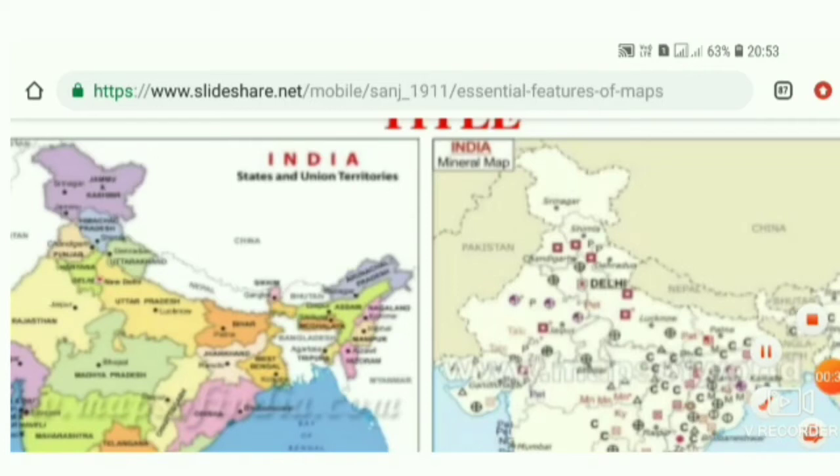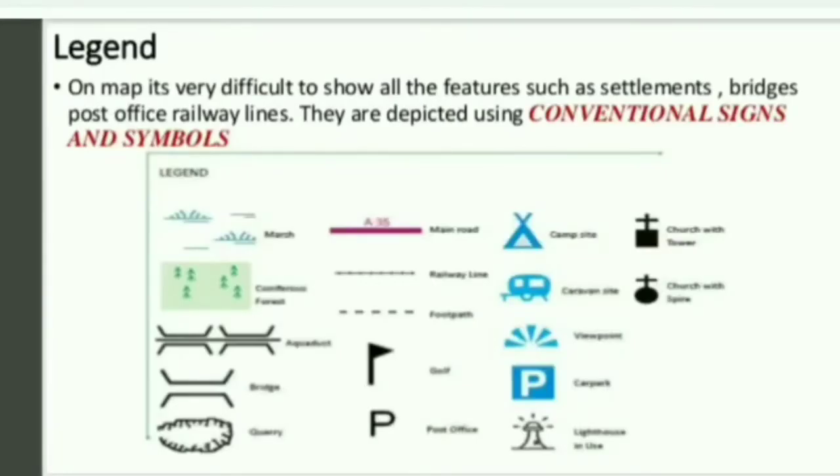First map indicates the states and union territories of India. Second map indicates the minerals of India. Coming to the point of legend, on map it's very difficult to show all the features such as settlements, bridges, post office, railway lines. They are depicted using conventional signs and symbols. By using signs and symbols, we can come to know whether the particular place is related to what.